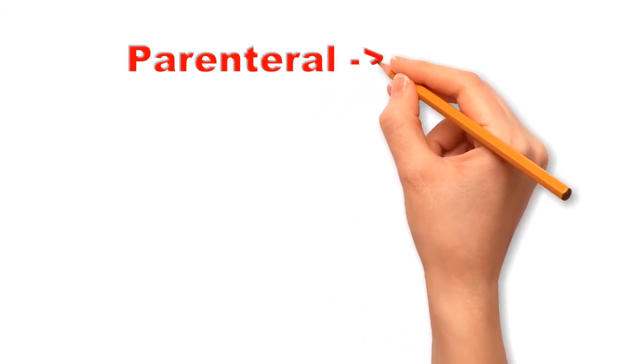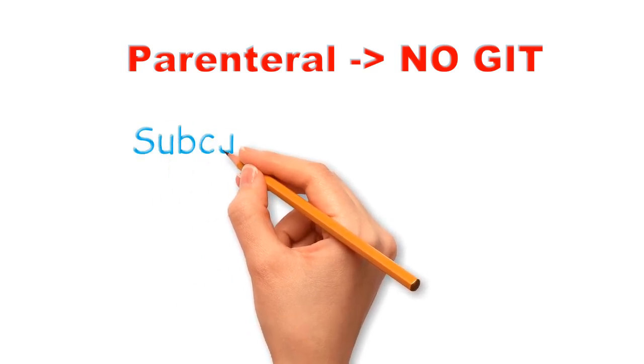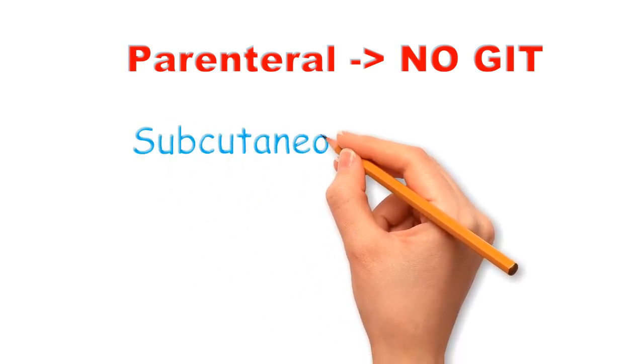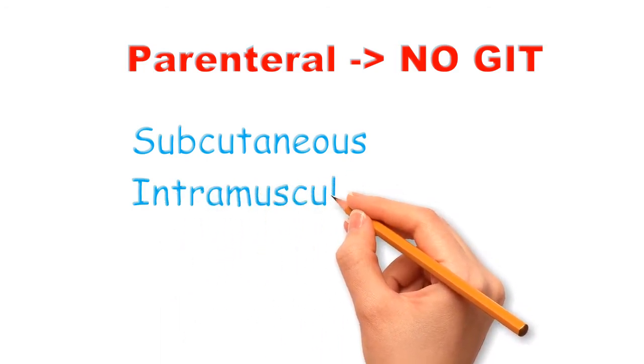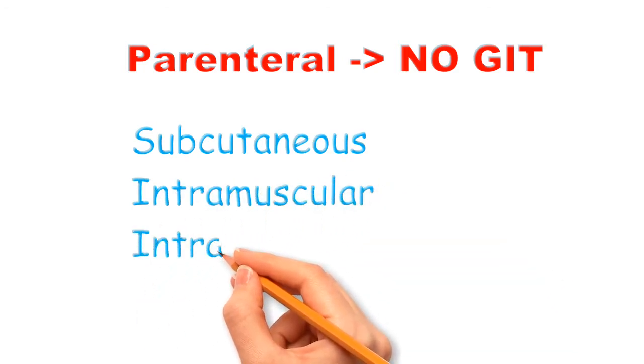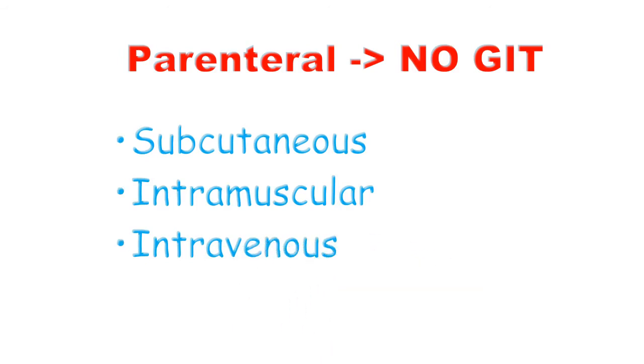Look at the parenteral route. In the parenteral route, there is no involvement of the GI tract. The common routes of parenteral administration are subcutaneous, where the drug is directly absorbed by the subcutaneous capillary plexuses, intramuscular route, where the drug is absorbed into the capillaries around the muscle, and the intravenous route, where you administer the drug directly into the systemic blood via a superficial vein.